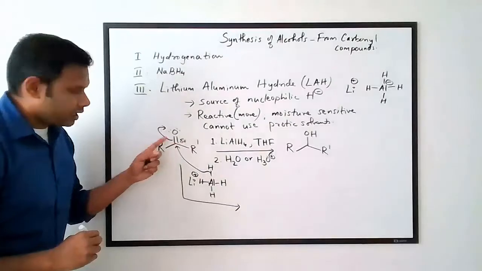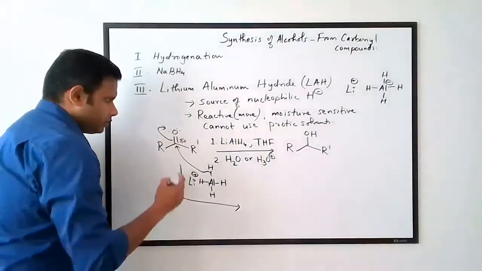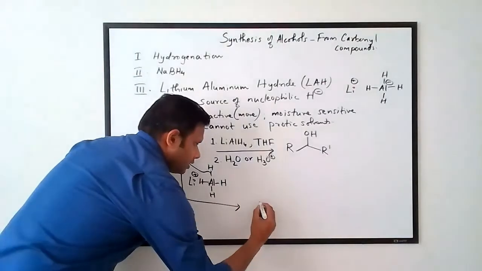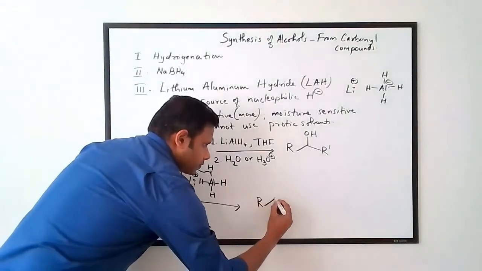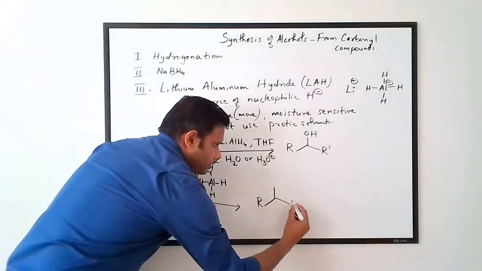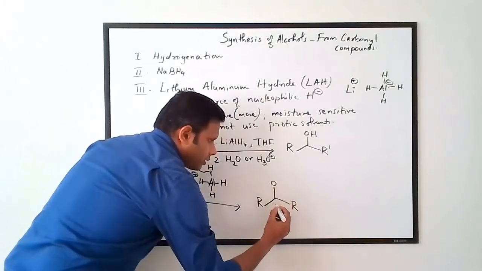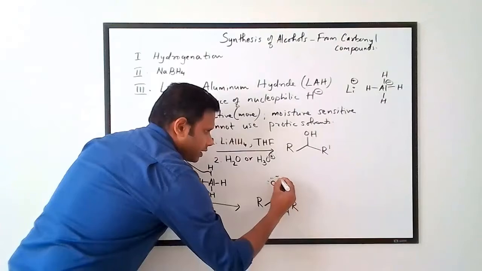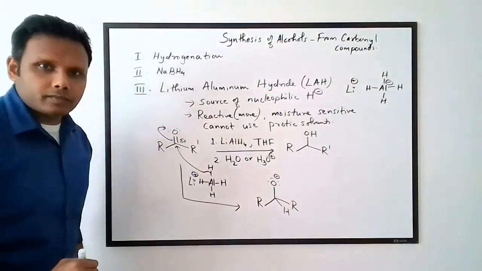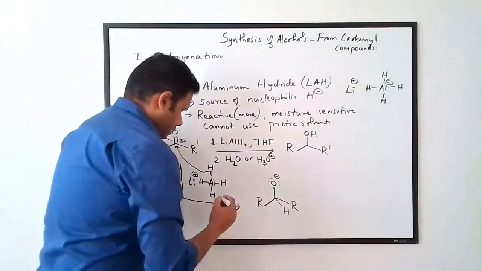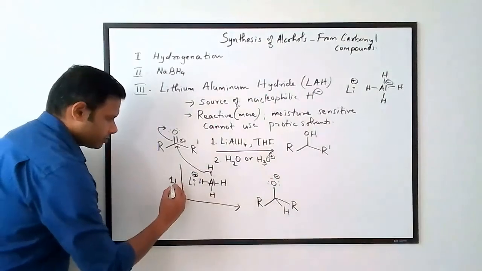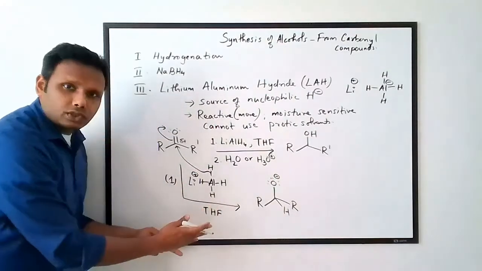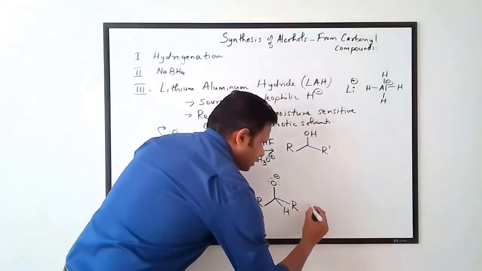Okay, the hydride goes and attacks that carbonyl carbon. The double bond opens up to maintain octet, and at the end of it, we will get the alkoxide. So the hydrogen has added here, and we have an alkoxide. This is our first step, which is done using THF, that is just a solvent, okay?